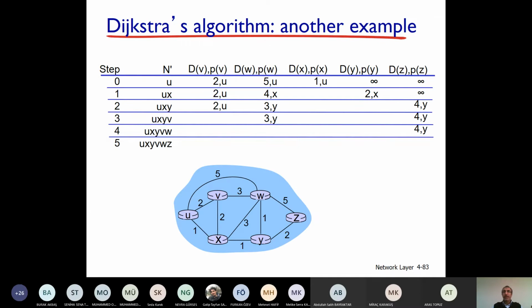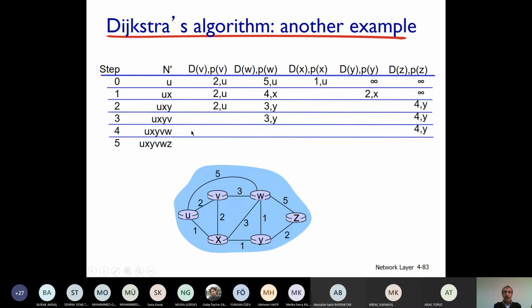Another example, a second example for the Dijkstra algorithm. So now we have this network topology, which consists of 1, 2, 3, 4, 5, 6 nodes, in other words, routers. And these are the links that are written on the figure. So our source is U again, destination is Z. What we are trying to do is find the least cost path, right? Shortest path.